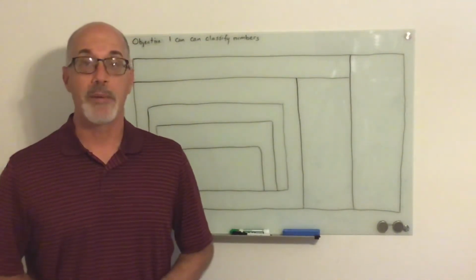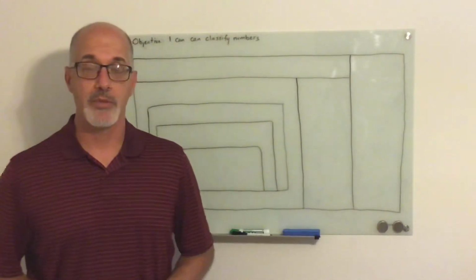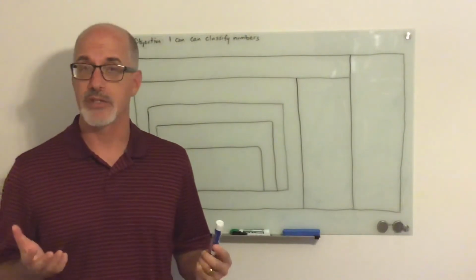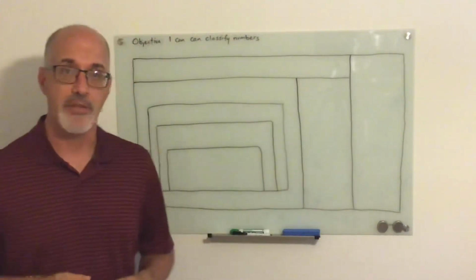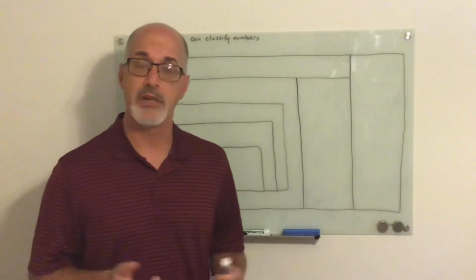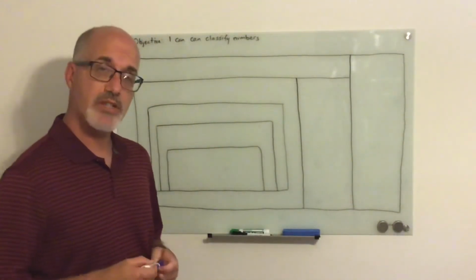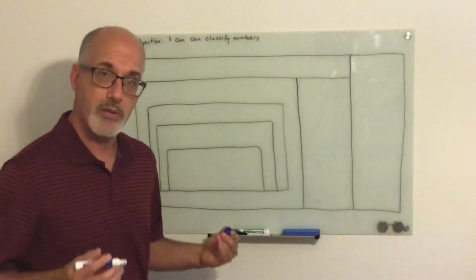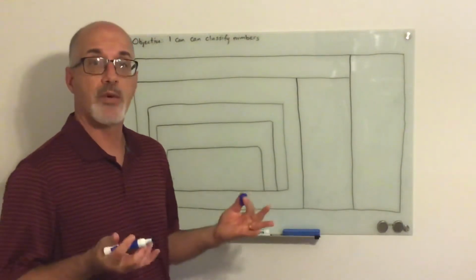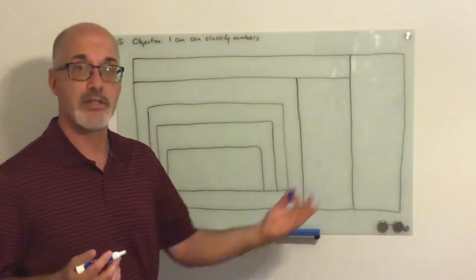This lesson will be about classifying numbers. We've been working with numbers in the school system since the very early days when you're in kindergarten. So our objective: I can classify numbers. We're going to start with what you learned early, and then what we're going to move into even later in this course.